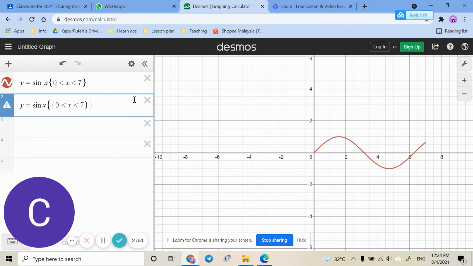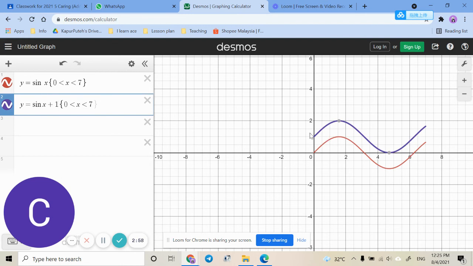Now maybe I put in a shift. Let's say plus 1. Then I have this line. If I think this part is too long and I only need maybe 0.5, I set the range like this. So the graph will be shortened like this. This is the way you set the range. You can try to play around with the Desmos calculator. Just go to desmos.com/calculator to draw the graph.